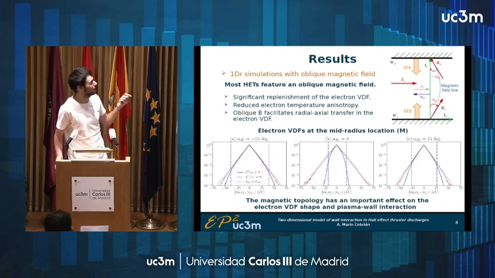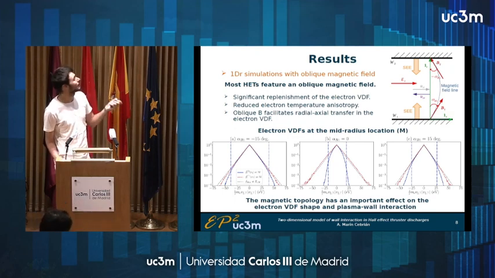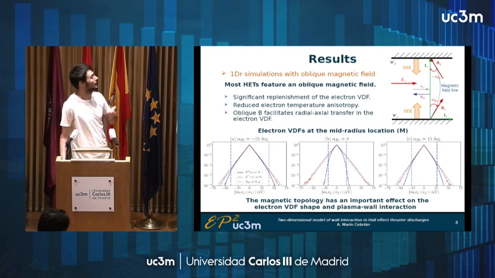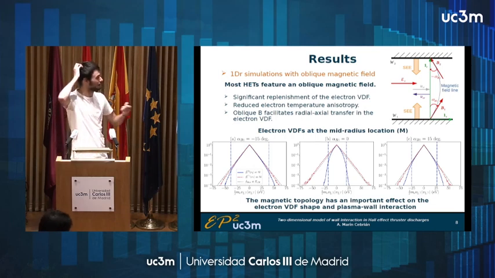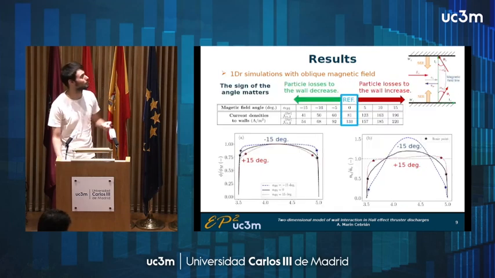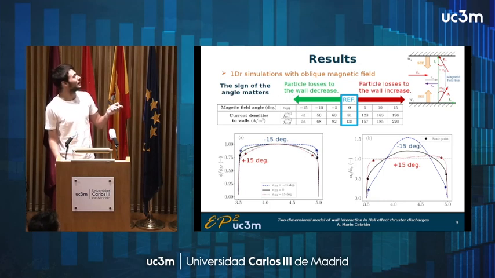We see a significant replenishment of the velocity distribution function. This implies a reduction in temperature anisotropy, and this facilitates the radial and axial transfer of electron energy. This is going to have important effects in the plasma-wall interaction problem, as we will see in the next slide. So here we can see that the currents collected by the walls change significantly when we apply an oblique magnetic field, and for some angles it increases and for others it decreases.